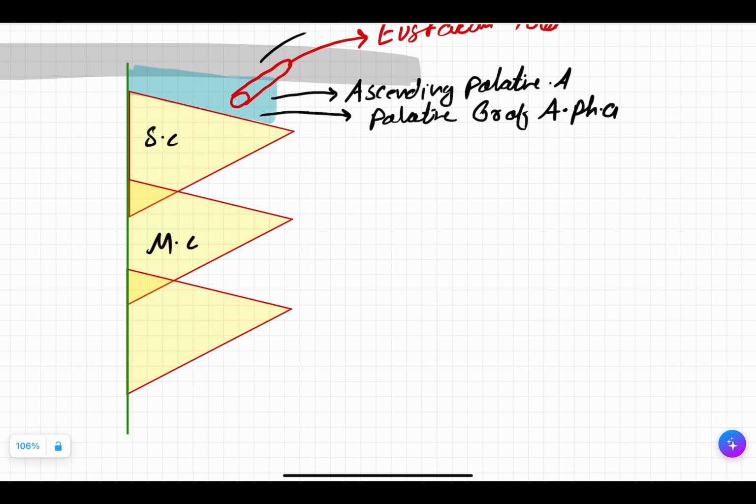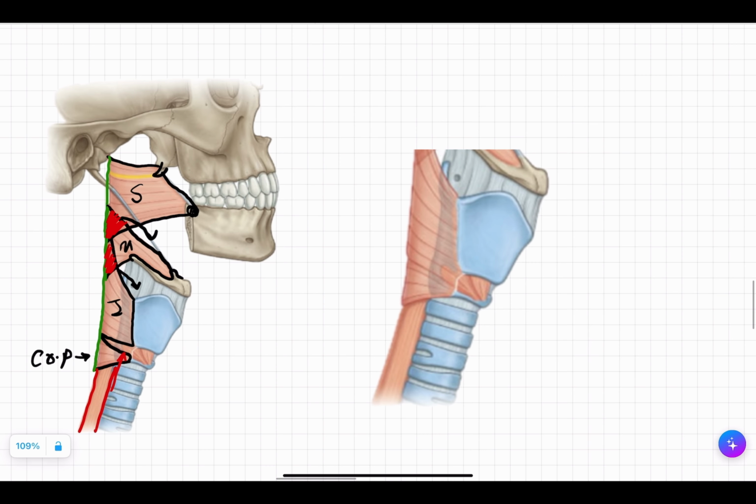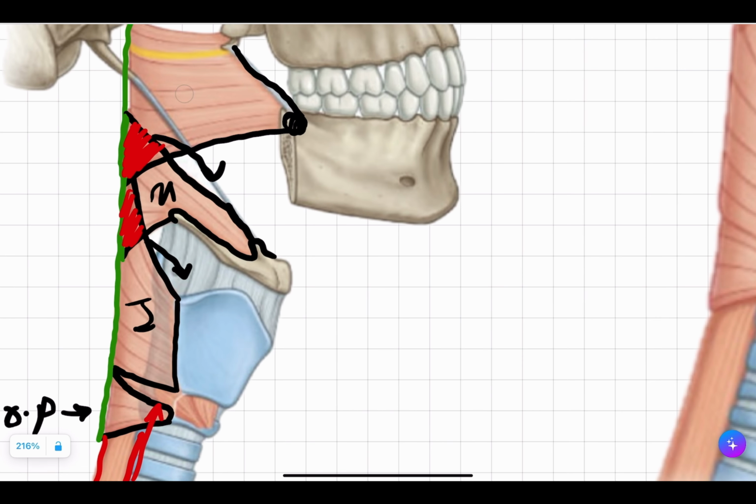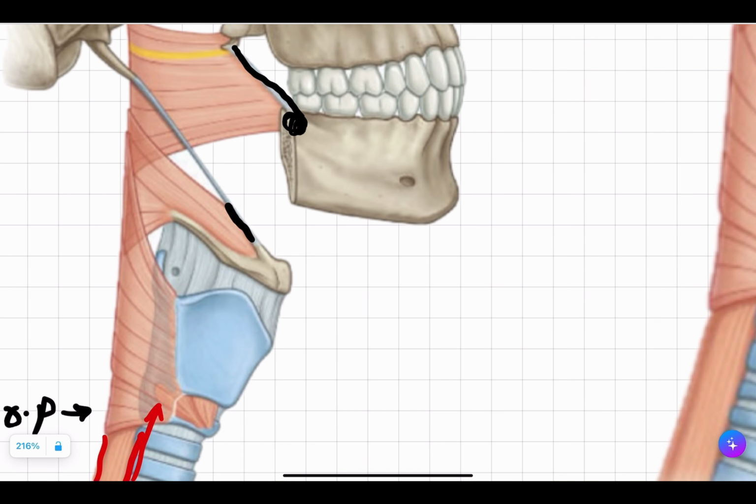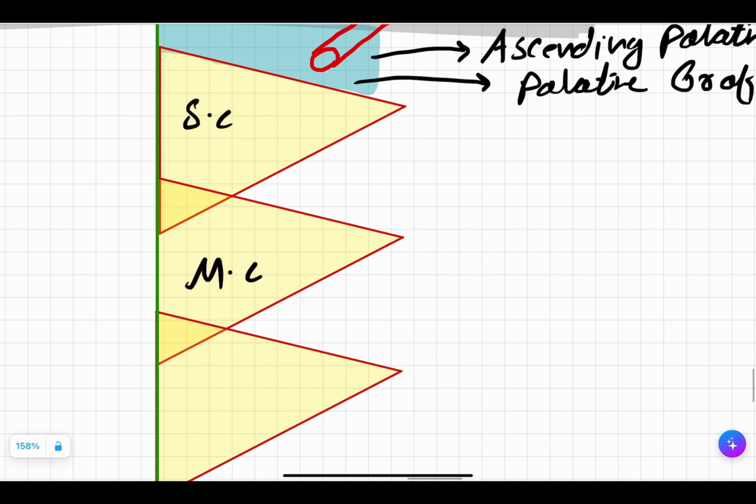First is your, I showed you here what muscle was going inside between superior and middle constrictor. This muscle was your stylopharyngeus. See, it is going inside. So yes, stylopharyngeus will go inside here. Stylopharyngeus is going inside. And stylopharyngeus is supplied by a nerve.